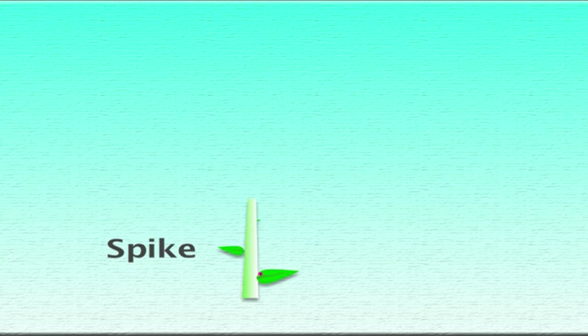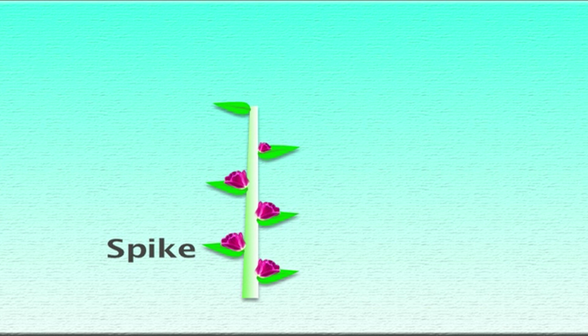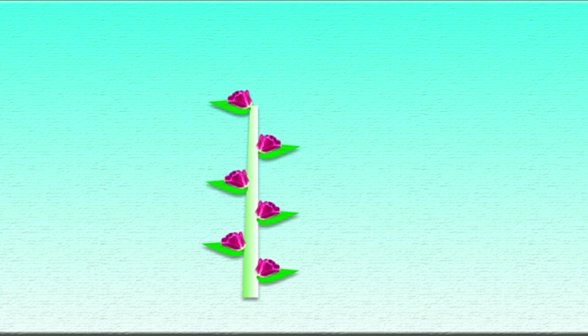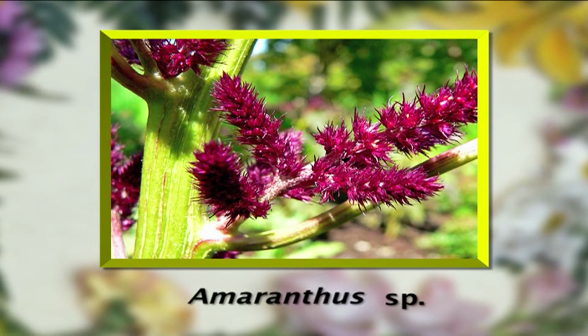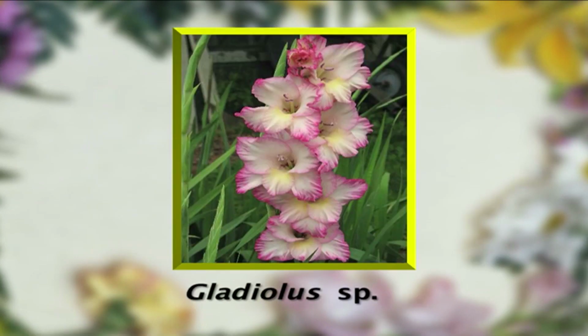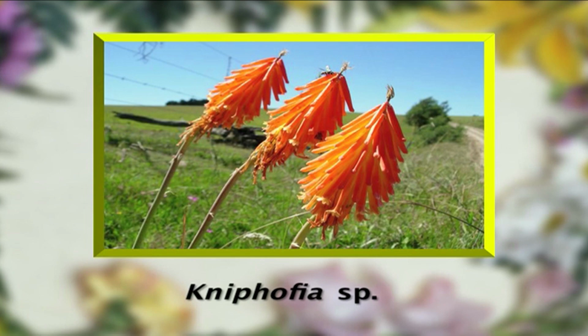The second type of racemose inflorescence is the spike. This is similar to that of a raceme but bears bracteate sessile flowers instead of the pedicellate ones. Examples are Amaranthus, Gladiolus, Nymphaea, etc.